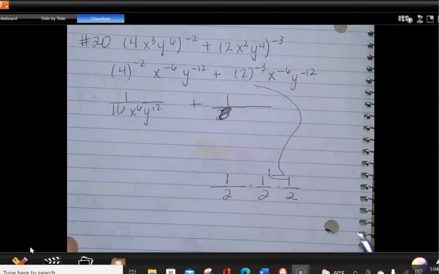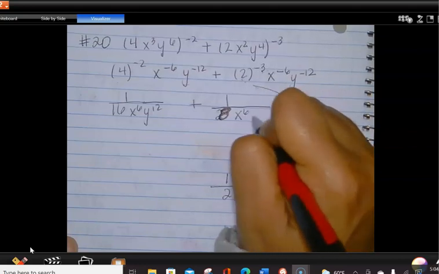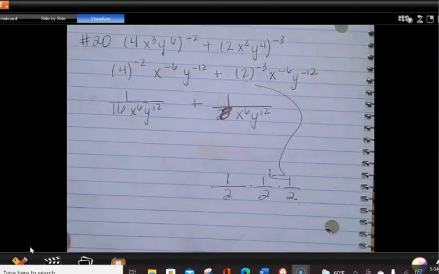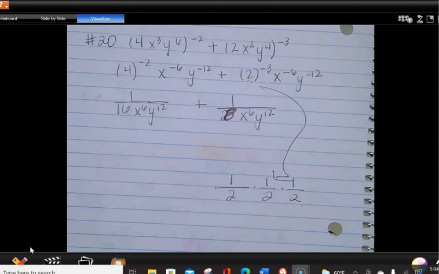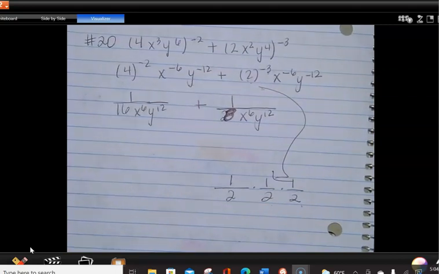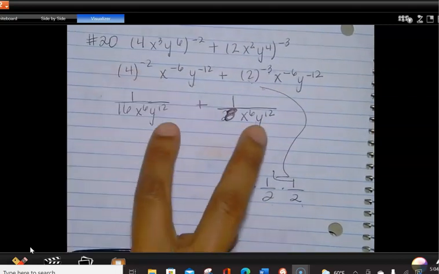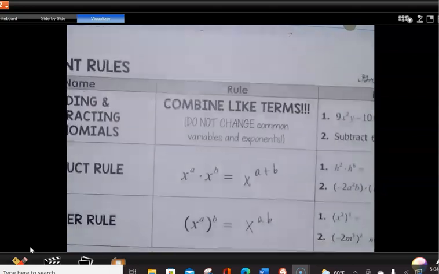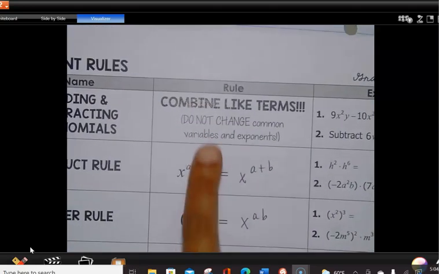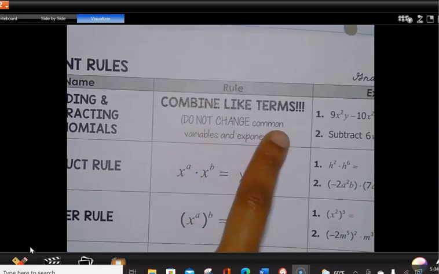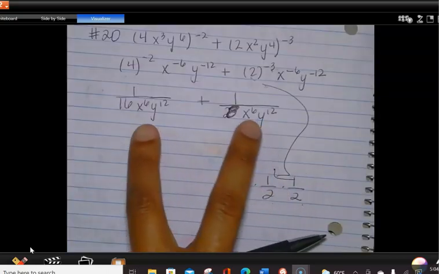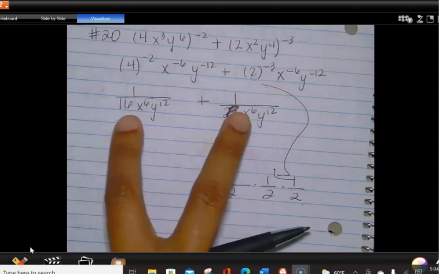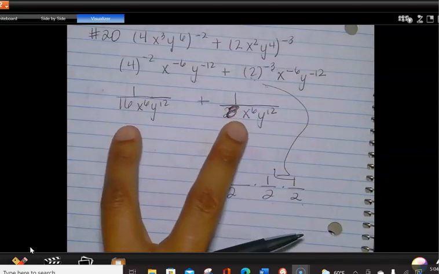All right, so now again, down here, x to the 6th, y to the 12th. And you're looking at this like, oh, Miss Mosley, what do I do with that? What do I do? They're just fractions. That's the part I was talking about, very, very important, that when you look at adding and subtracting monomials, it says, hey, combine like terms, but do not change the common variables and exponents. So don't mess with the x to the 6 and the y to the 12. Just focus on the coefficients and combine like terms.